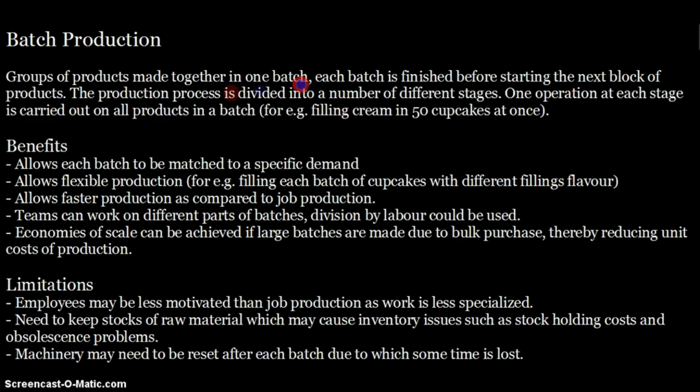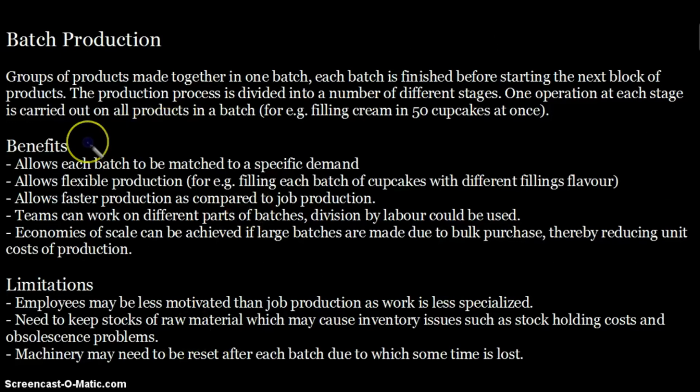Hopefully you get that. The production process is divided into a number of different stages, as I said: operation stage A, stage B, stage C, and then batch 1, batch 2, batch 3. One operation at each stage is carried out on all products in a batch. So it's carried out on products in that one particular batch, not all batches simultaneously, only one batch at a time. For example, filling cream in 50 cupcakes at once. So that's also just a good example of what batch production basically is.